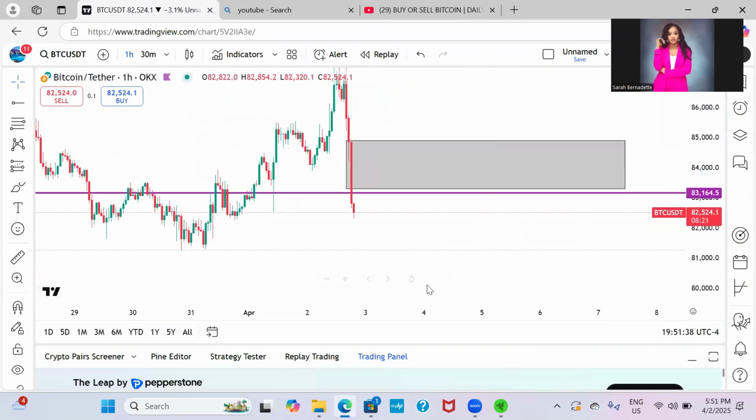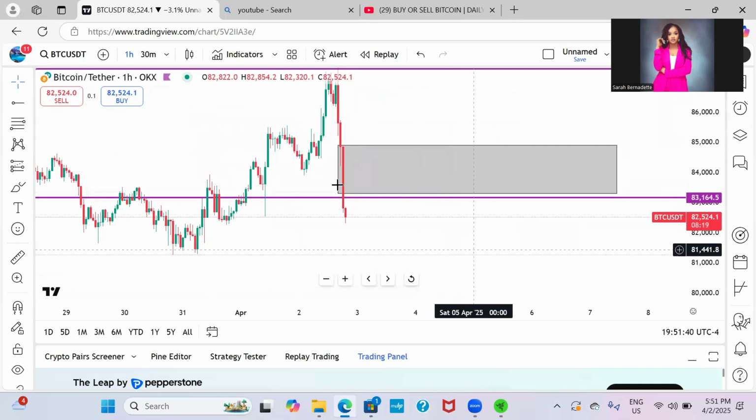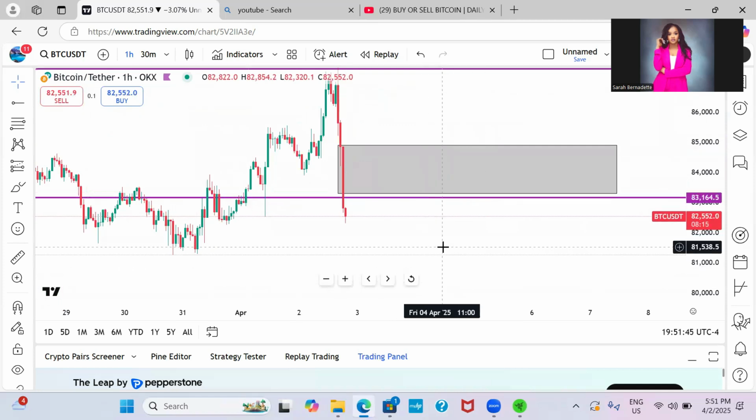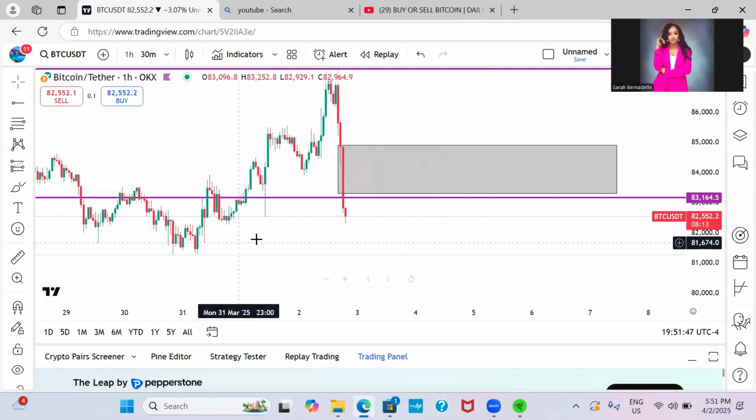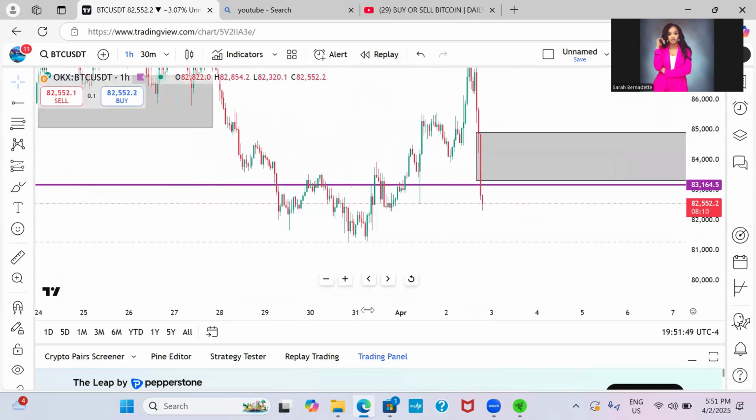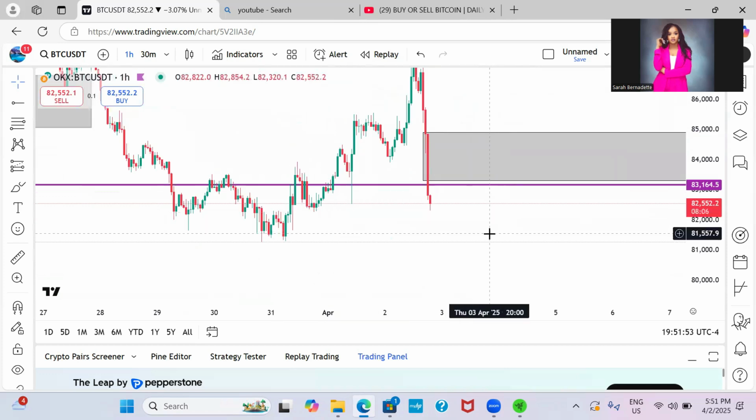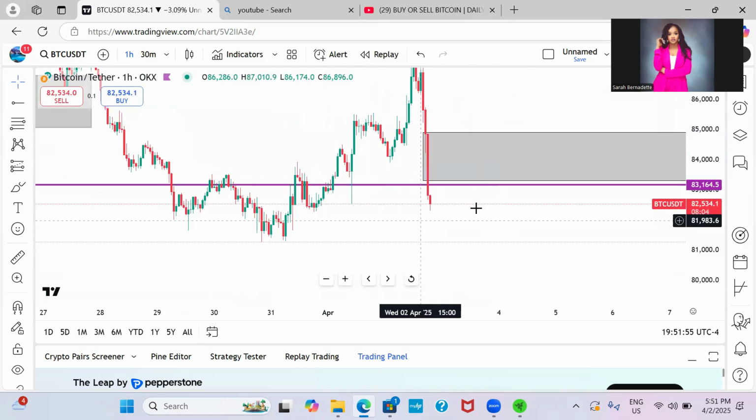like that. And if you do take this Bitcoin sell, make sure to manage your risk well. Don't risk more than you can afford to lose. And remember to not trade with greed or fear. Set your stop loss, set your take profit, and let the trade play out.